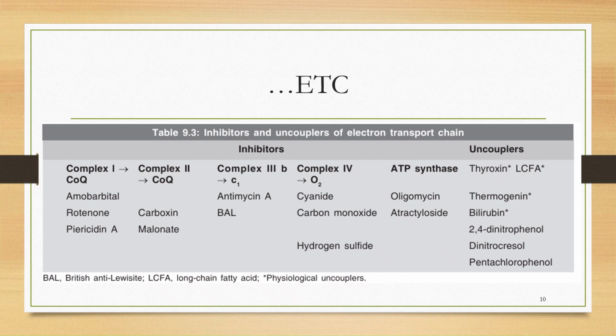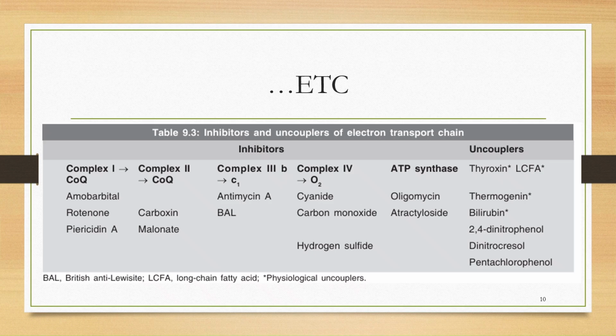ATP will not be produced, while inhibitors will block at the level of the transfer of electrons. So it will block the complexes, it will stop the complexes from carrying out their function of transferring electrons. So we see a series of inhibitors and uncouplers here, but we're not going to go into details for all. We're going to mention a few.